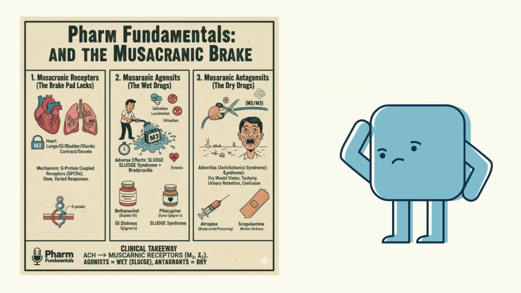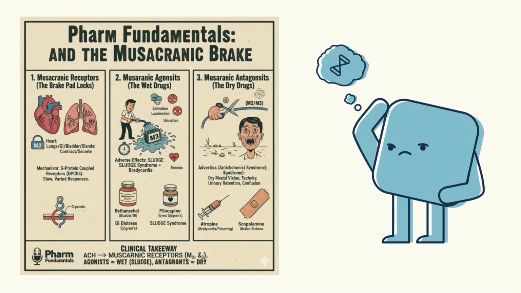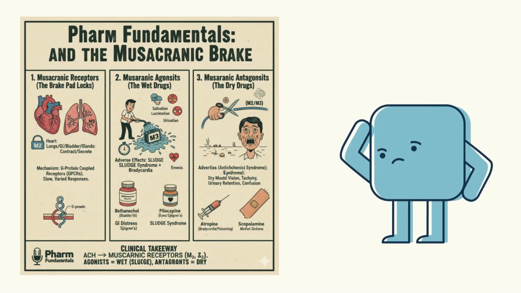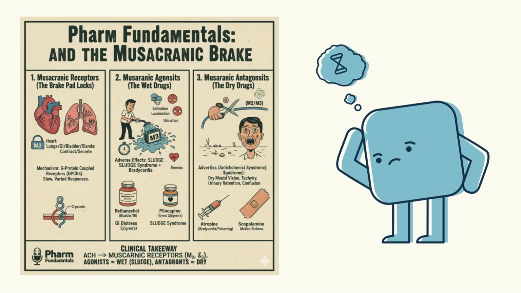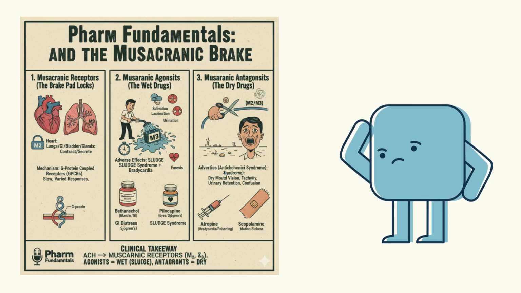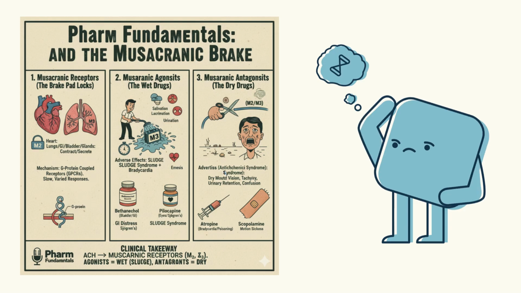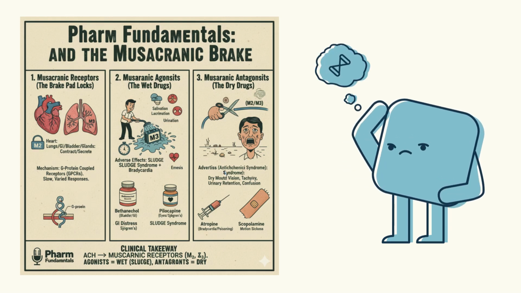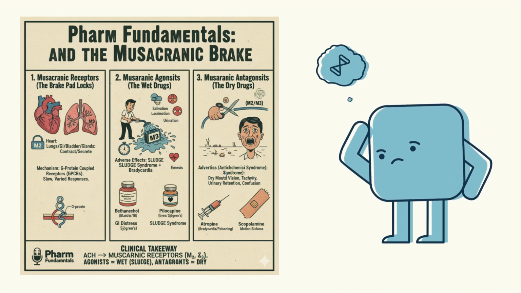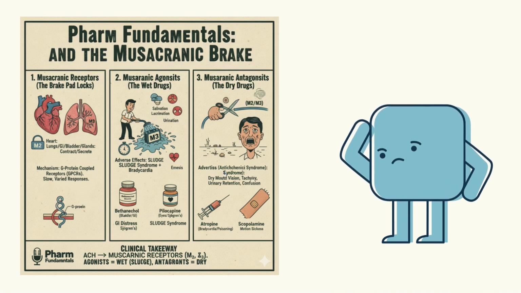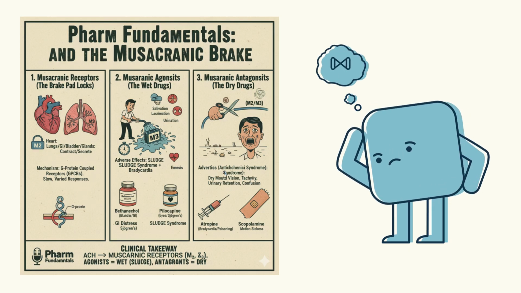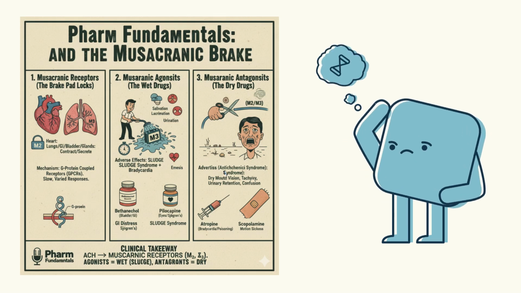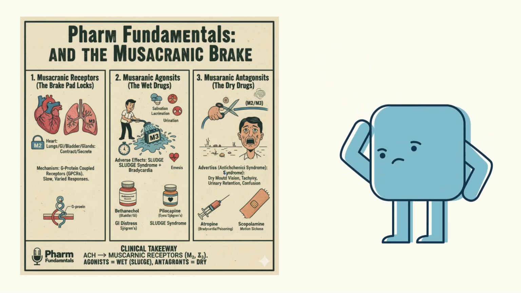So, muscarinic antagonists. So, these are the dry drugs. Antagonists are the opposites. They block ACh from binding to the muscarinic receptors. They essentially cut the brake line, allowing the sympathetic system, that's the gas pedal, to dominate at the target organs. So the examples are atropine. So the prototypical muscarinic blocker. It blocks all M receptors. So it's used to treat severe bradycardia by blocking M2 receptor on the heart and to reverse cholinergic poisoning.